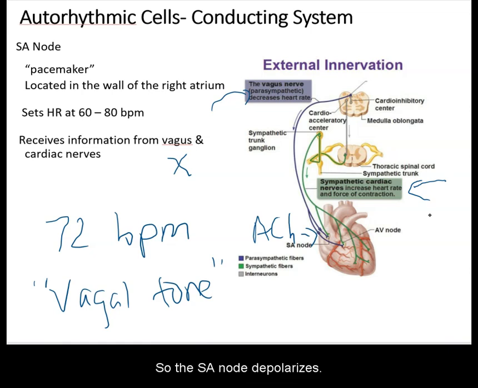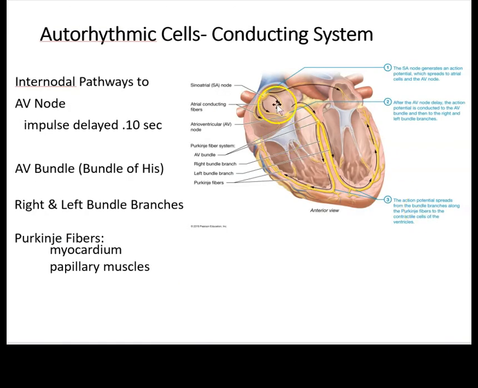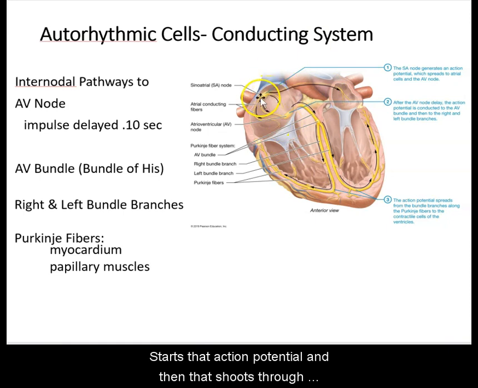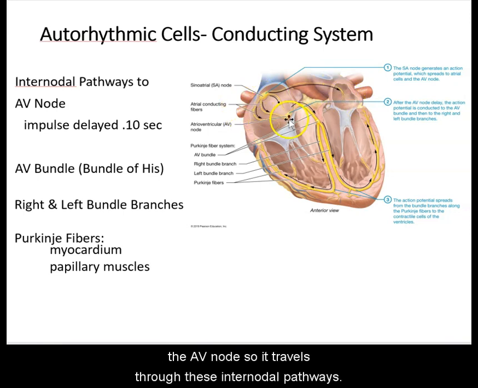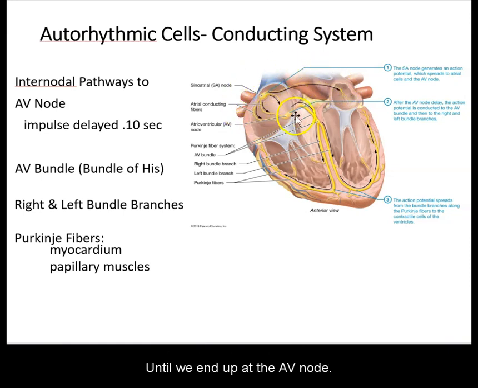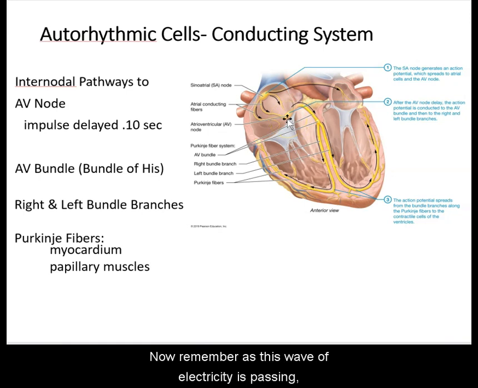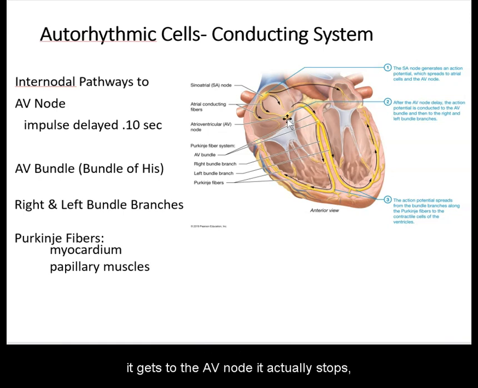So the SA node depolarizes, starts that action potential, and then that shoots through like electricity through the wires. It comes over to the left atrium and it goes right through the right atrium to the AV node. So it travels through these internodal pathways until we end up at the AV node. Now remember, as this wave of electricity is passing, this is a depolarization wave. So it's depolarizing the cells in that area. This is an electrical event.